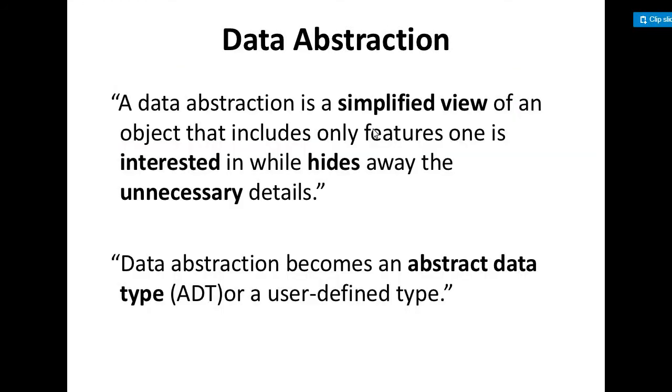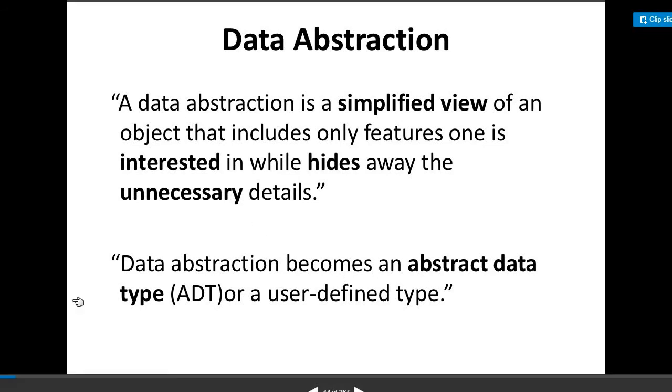So, data abstraction. A data abstraction is a simplified view of an object which includes only the features one is interested in while hiding away the unnecessary details. That means it concentrates only on important features, not unnecessary features. So data abstraction hides the unnecessary details and focuses only on essential things. So data abstraction becomes an abstract data type or user defined data type.